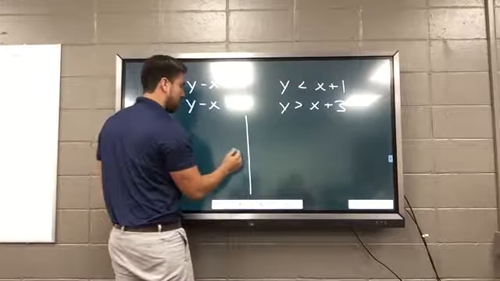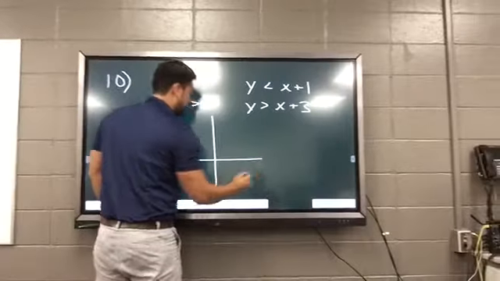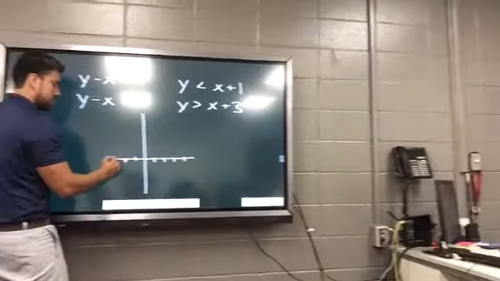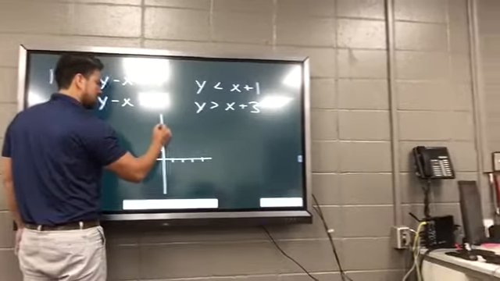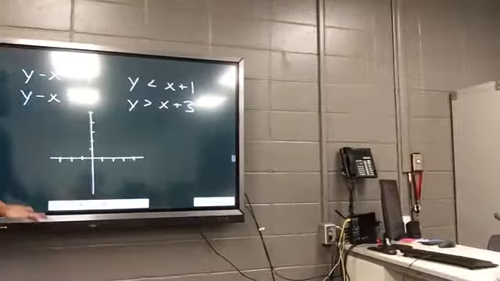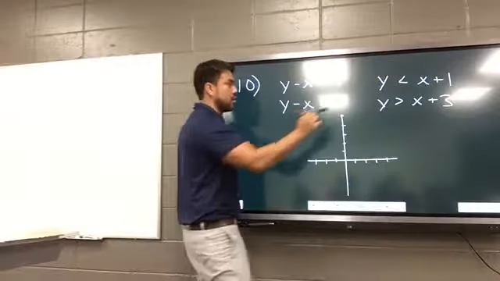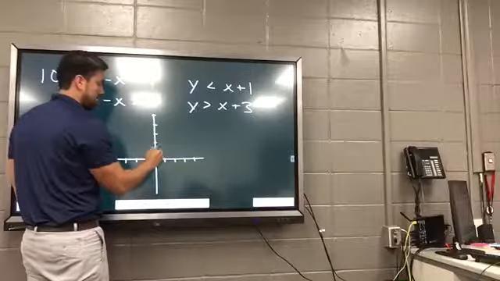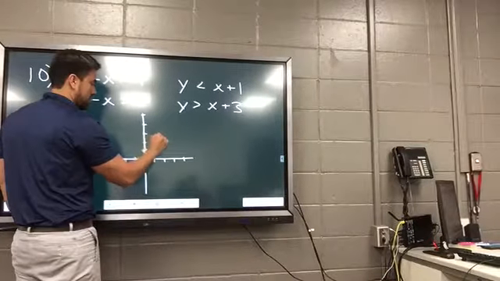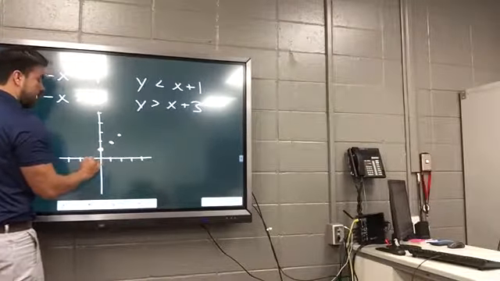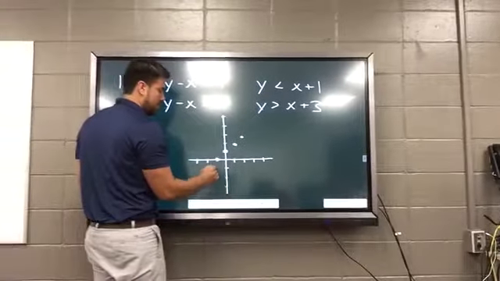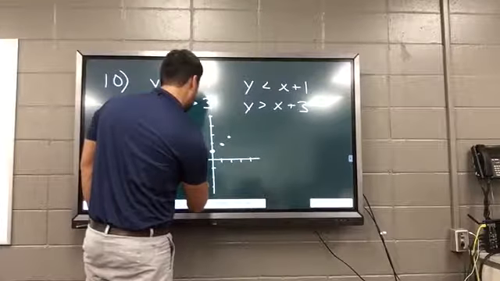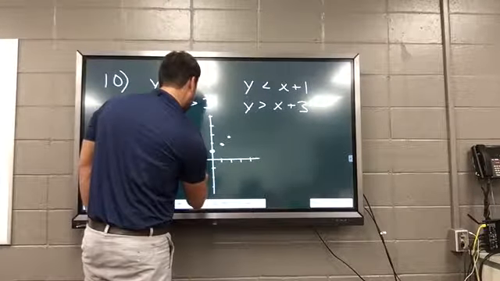Go ahead and graph it if you haven't already. I'm just going to graph these just like lines. So I start at positive 1. And what's my slope on that one? 1 over 1, 1 over 1, 1 over 1. You can go the opposite way. Everything less than. That's a little off. Oops.